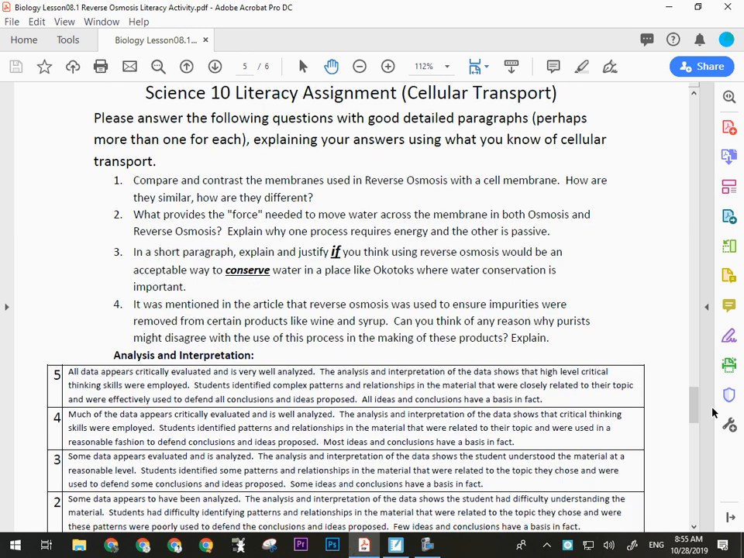So the questions we want to answer here, the first one says, compare and contrast the membranes used in reverse osmosis with the cell membrane. Now it says membranes plural. So does that mean there could be more than one type of membrane used in reverse osmosis? So one of the things, or 2 of the things, I need to look for when I'm reading this article is, what are reverse osmosis membranes made out of? That's one of the things I need to find out. And then I'm supposed to talk about how those are similar and different from a cell membrane.